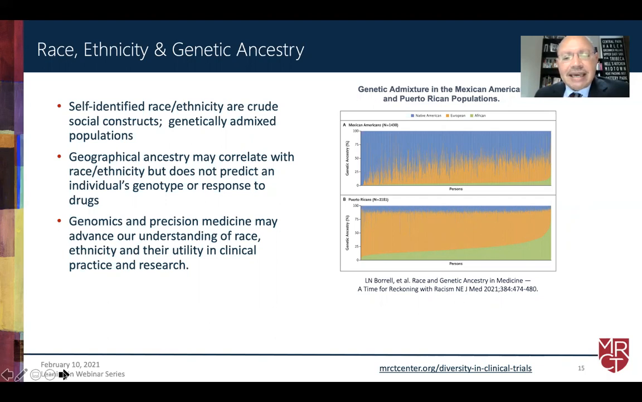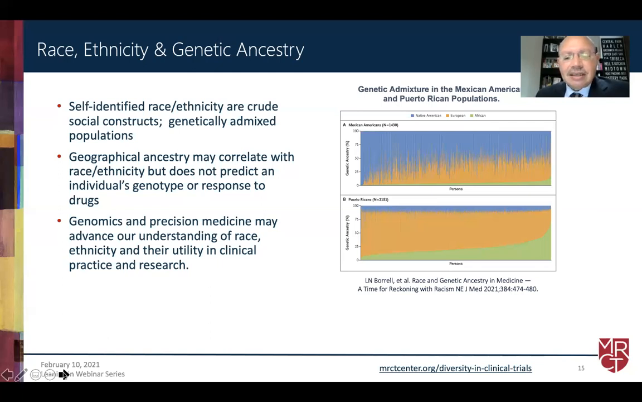And what it shows is that if you look at the ancestral origins of the participants, and specifically the degree of African, European, and Native American ancestry, these vary quite widely, and certainly between the two groups. But if you look at the top panel for Mexican Americans, you can see that individuals vary quite substantially in their admixture percentages as well. Now, geographic ancestry may correlate with race and ethnicity, but tends to reflect different attributes and does not predict in an individual their genotype or response to drugs.